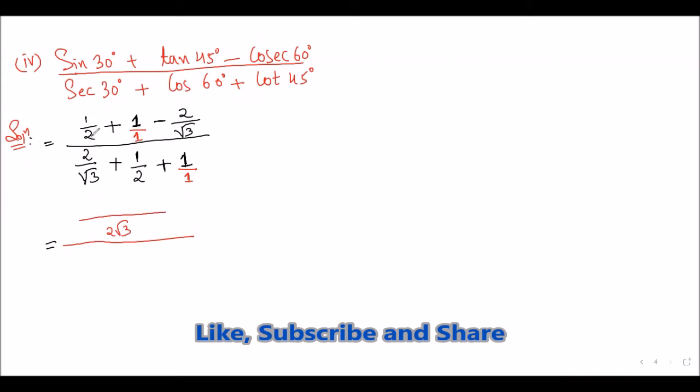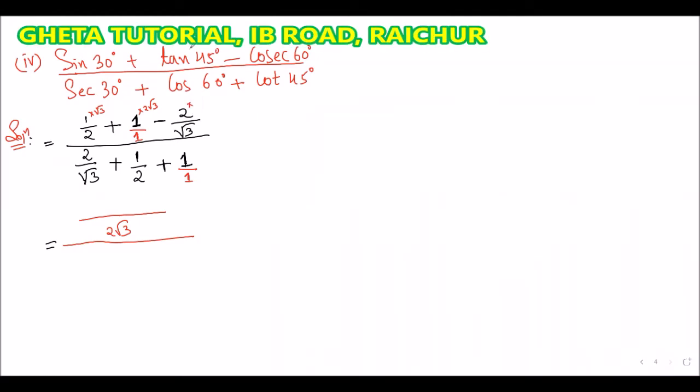Here you have the first term 1 by 2. 2 is the denominator, so I should multiply by root 3. Here 1 is the denominator, so directly I can multiply by 2 root 3. And here root 3 is the denominator. The actual LCM is 2 root 3, but here the denominator is root 3, so I should multiply by 2. So I write 1 into root 3, which is root 3, plus 1 into 2 root 3, which is 2 root 3, minus 2 times 2, which is 4. Okay, the first numerator LCM is completed.